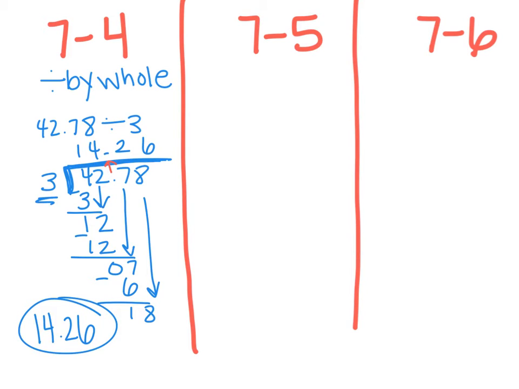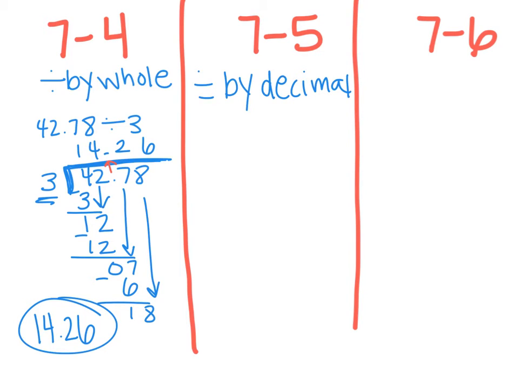Okay. Then we had in 7-5, we were dividing by a decimal. Okay, so this is where we needed to make some changes to our numbers on the outside there.